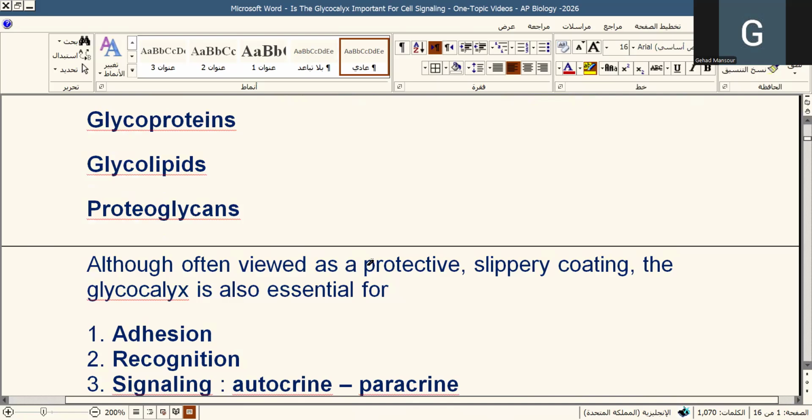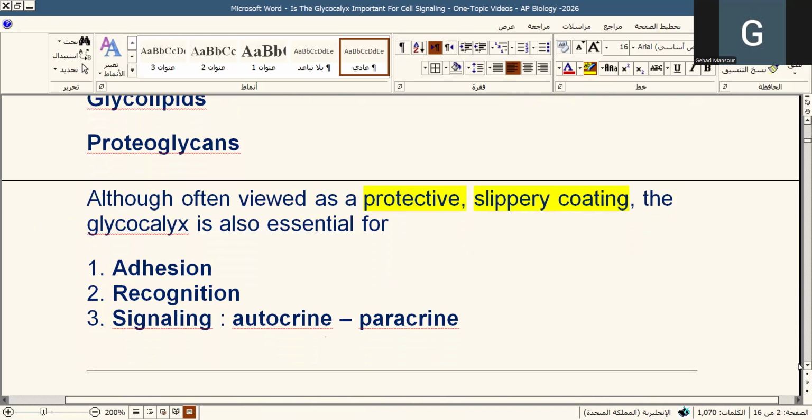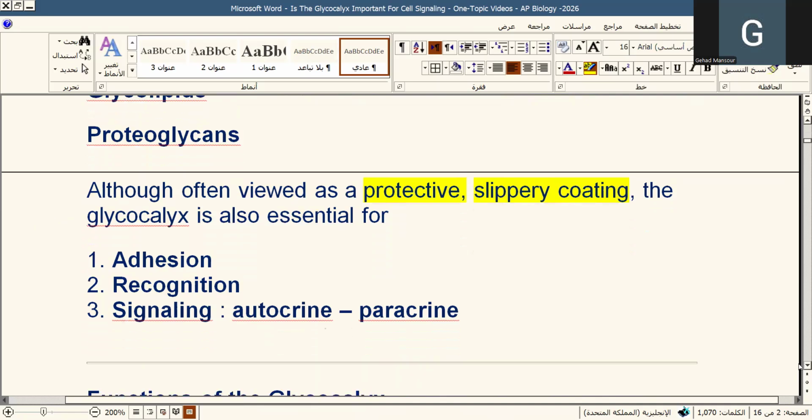In the past, scientists looked at the glycocalyx as a protective layer and as a slippery coating because, like mucin, most of the time it's slippery. And the glycocalyx was just seen as a mechanically protective and slippery coating on the surface of the cell. But nowadays, there are other important functions that have been added to the glycocalyx.